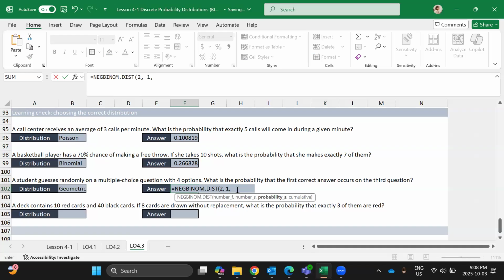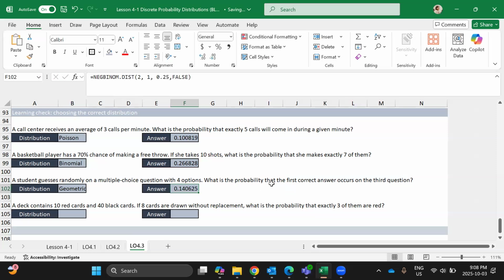On a multiple choice test, what's the probability of getting the right answer if you're guessing randomly when there's only 4 choices? 1 in 4, or 0.25. You could type it as a decimal, and false is always our last argument. So the probability isn't really given to you in this question, but you have to figure it out. Knowing that there's 4 options for every question, you have a 1 in 4 chance of getting it right. So the probability that the first correct answer would be on the third question is about 14%.